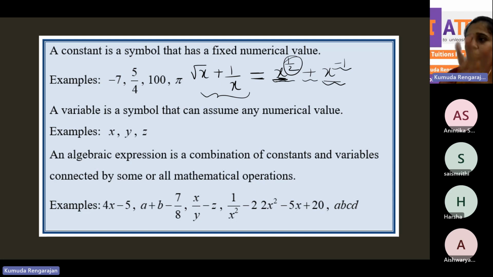Is 1 by 2 a whole number? No. What are whole numbers? Counting numbers including 0: 1, 2, 3, 4, 5, 6, 7, 8, 9, 10. You will not count 1 by 2, 1 by 3, 1 by 4. No, we don't count like that. 1 by 2 is a fraction, sorry, a rational number. It's not a whole number. So x is raised to the power 1 by 2, which is not a whole number, and in the second term x is raised to the power minus 1, which is not a whole number. Since the variables in this expression do not have whole numbers as their powers, this expression is an algebraic expression, but not a polynomial.